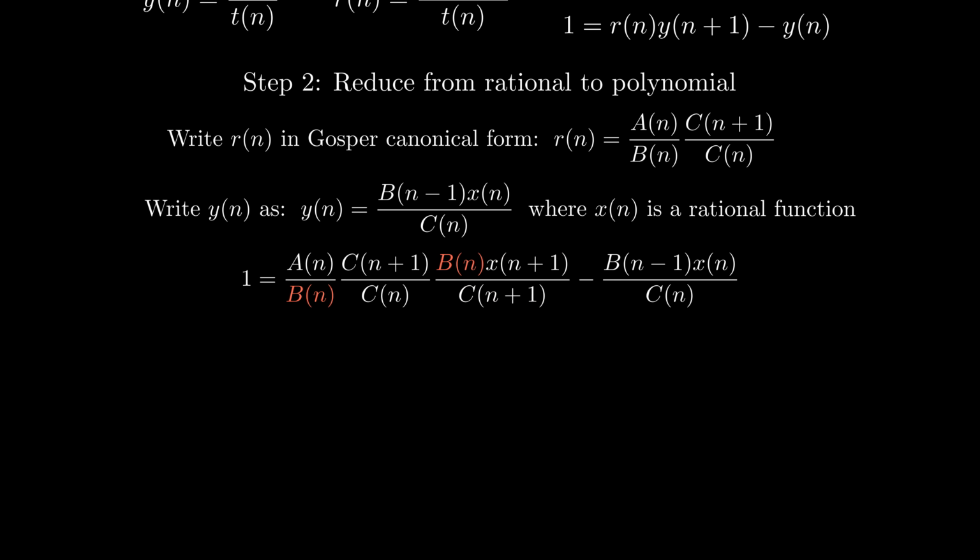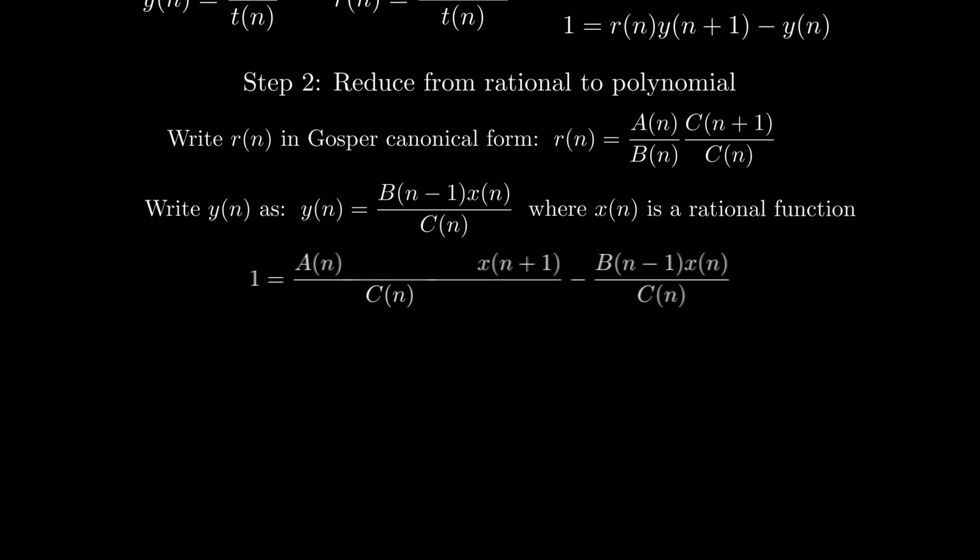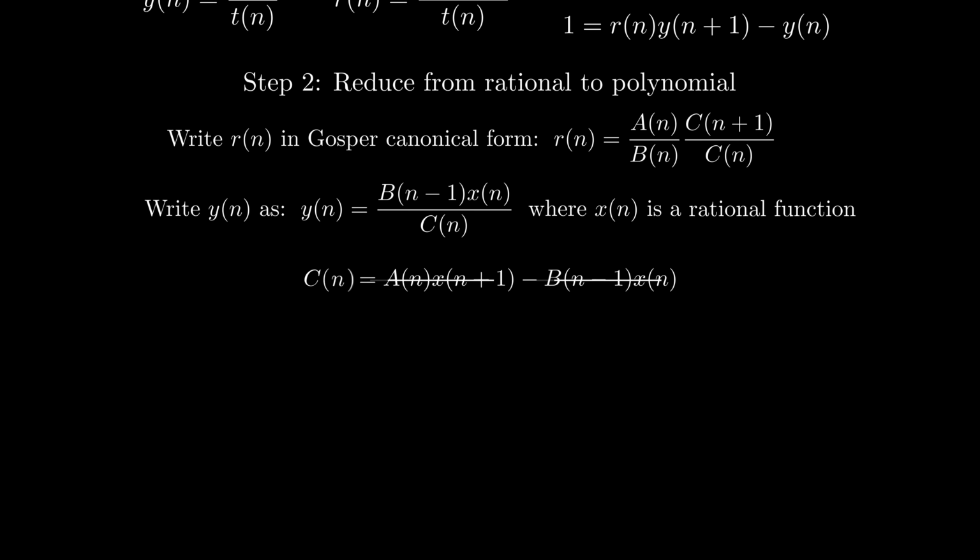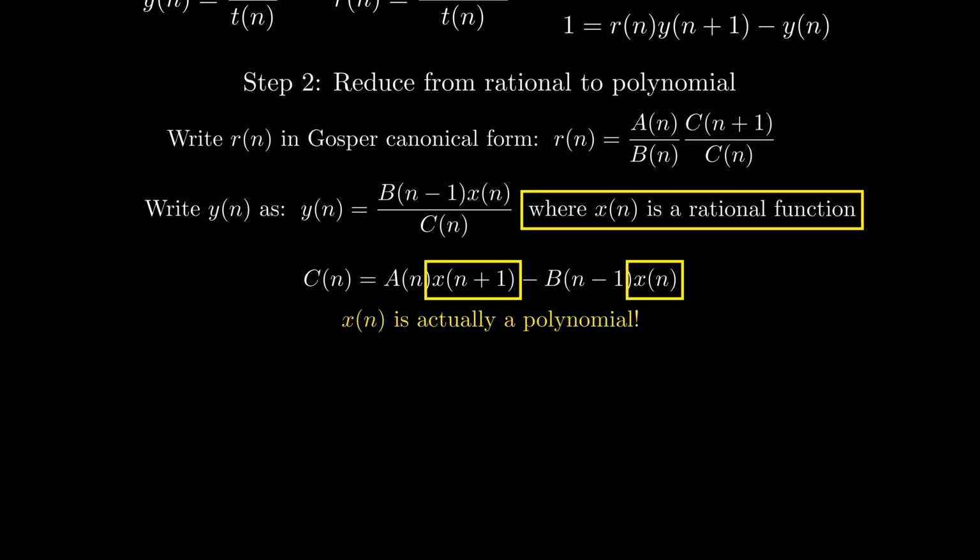When we substitute all of this back into this equation, we can see that many of these factors cancel, and now we can multiply both sides by c of n, leaving us with this equation here. We have turned the problem of solving a recurrence for rational solutions into solving another recurrence for rational solutions. It appears on the surface as if we haven't made any progress, but there is actually a way to prove that x of n here is guaranteed to be a polynomial.